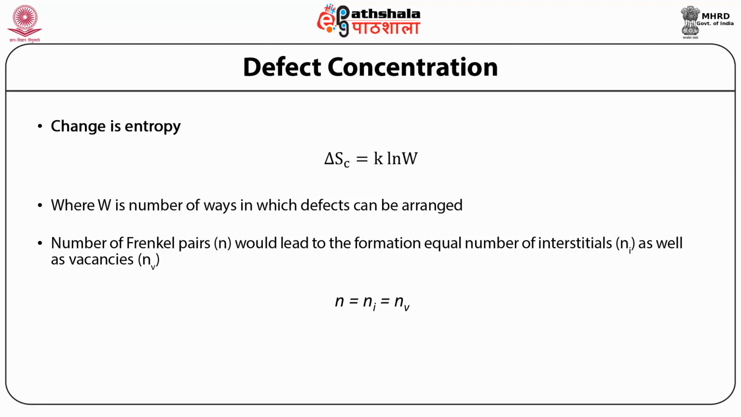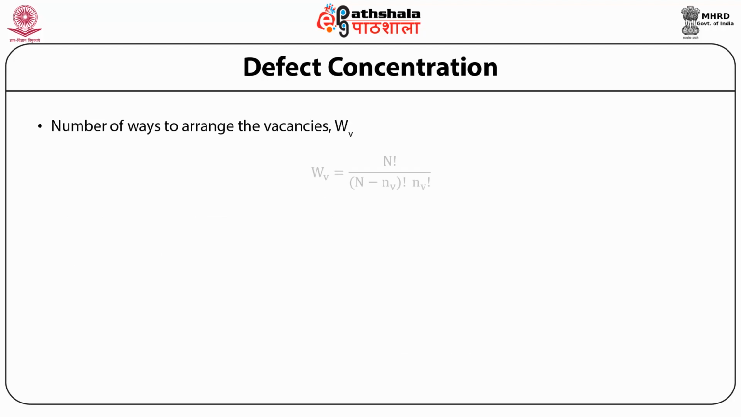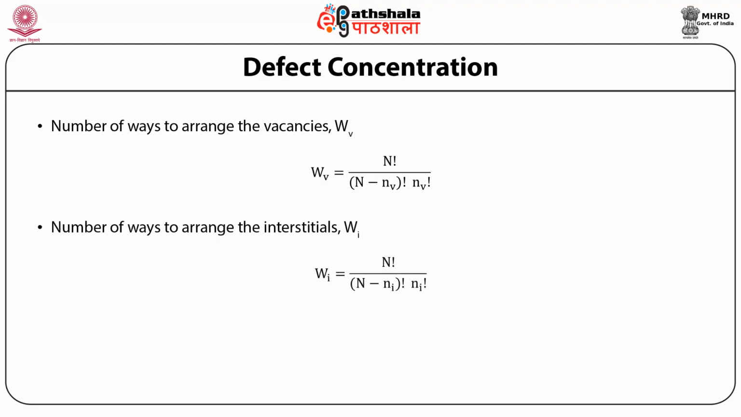Now assuming that the total number of vacancies is equal to N, the number of ways to arrange the vacancies, that is Wv, is equal to N factorial divided by (N minus Nv) factorial times Nv factorial. So the number of ways to arrange the interstitials, assuming that N lattice sites are equivalent to N interstitial sites, Wi is equal to N factorial divided by (N minus Ni) factorial times Ni factorial, where Ni corresponds to the number of interstitials.